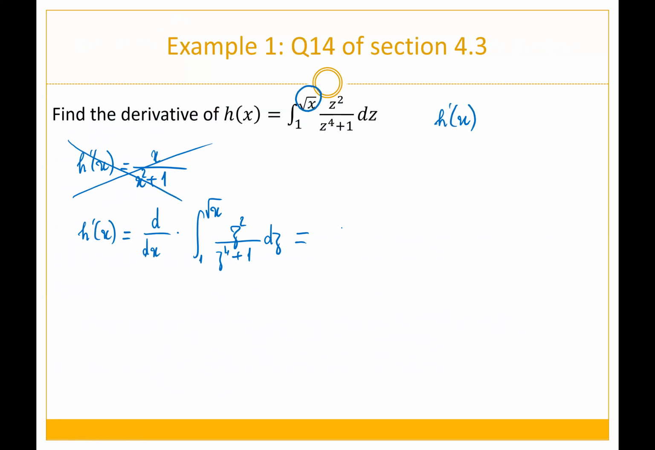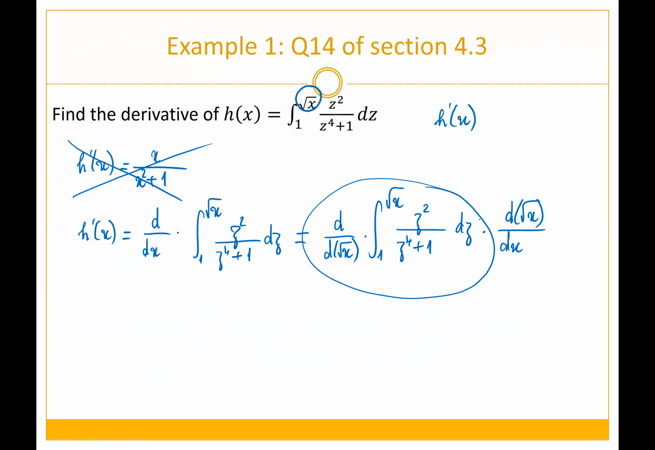Or we can rewrite this one as d over d square root of x of the integral from 1 to square root of x of z squared over z to the fourth plus 1 dz, multiplied by d of square root of x with respect to x. And so in this case, here you can simply plug square root of x in, because now it's the derivative with respect to square root of x, based on the boundary of the integral. So this one is just going to be x over x squared plus 1.